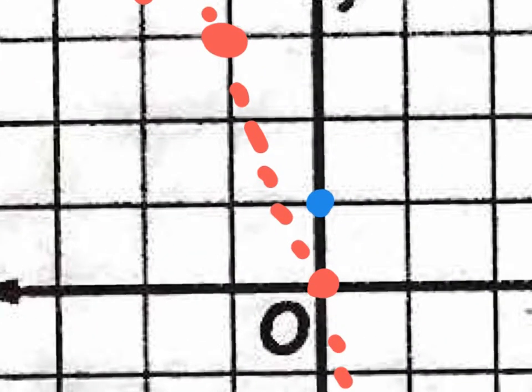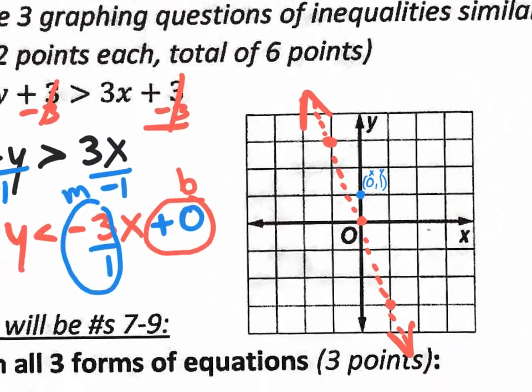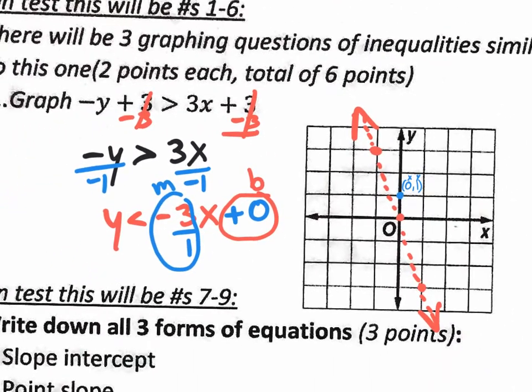So if the coordinate 0, 1, with 0 for x and 1 for y, works, then I shade in that side. If it doesn't work, I'm going to shade in the other side. Now, I could use the modified equation, this one right here that was in red: y is less than negative 3x. I could put the negative 3x plus 0, or I could even go to the original, plug in 0 for x right there and 1 for y. Do you guys want to go with the original or with this one?